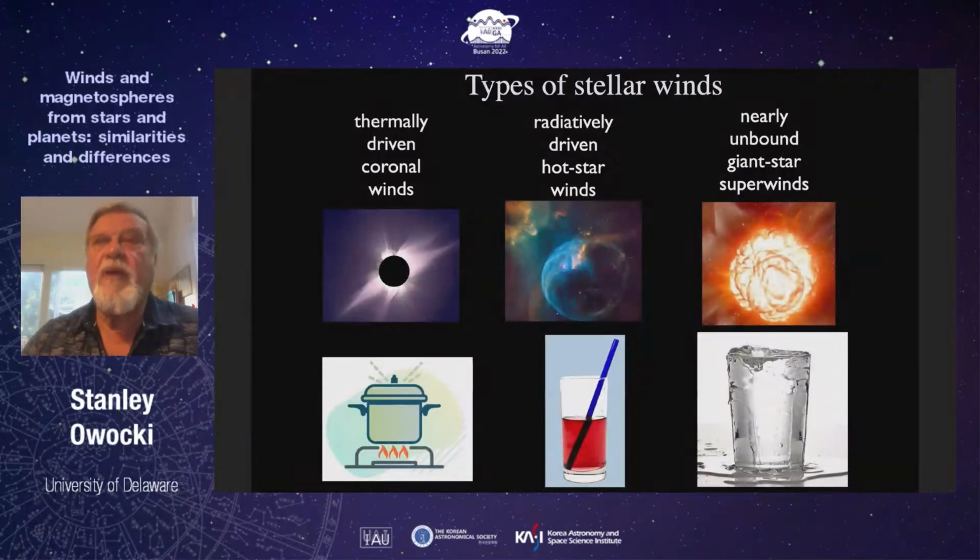Okay, so the basic outline here, the basic view is that you can think of maybe stellar winds as being in sort of three different categories. The thermally driven coronal winds from the sun and other cool stars that have a very hot corona. And I liken this to somewhat like a pressure cooker where there's heat coming up from below, the pressure builds up inside the pressure cooker, and there's a release valve on top which allows the outflow.